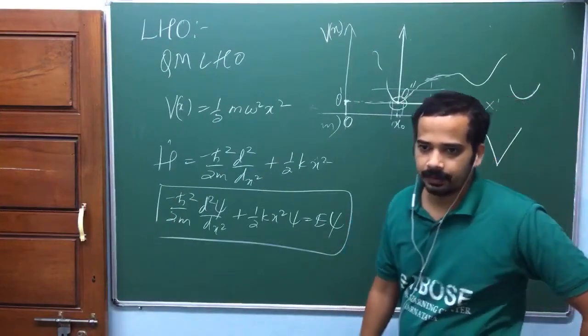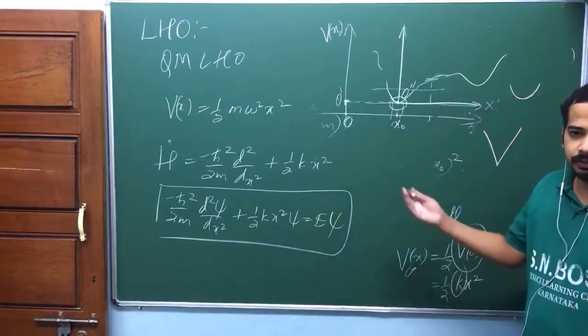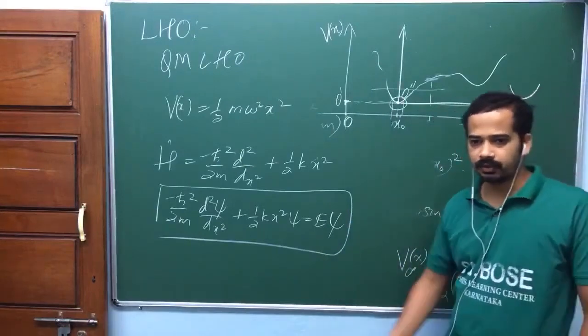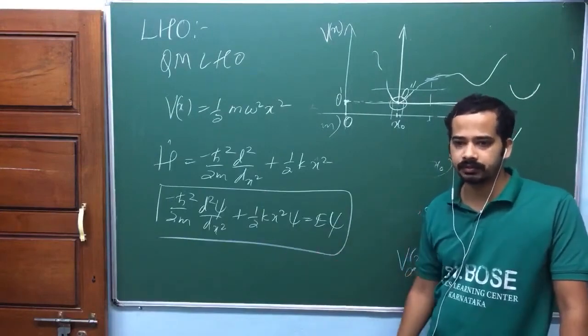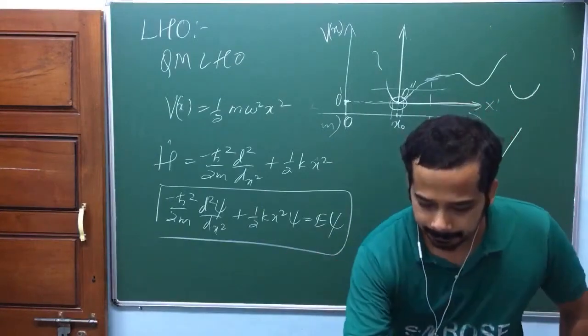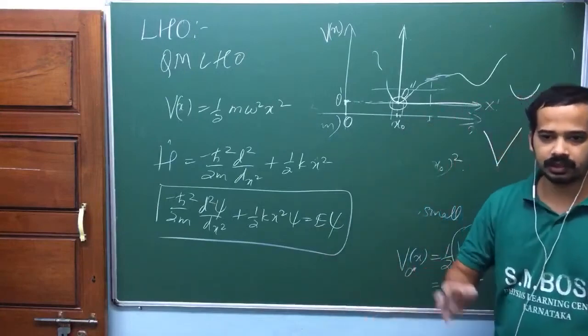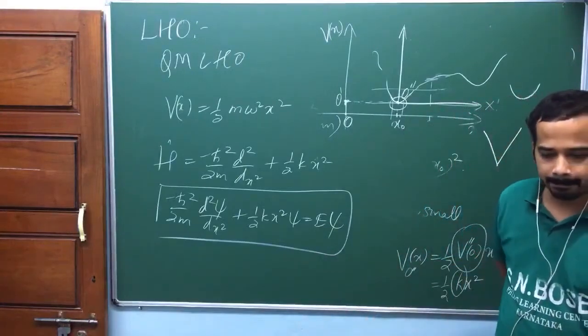When you take Taylor expansion about 0, it's called the Maclaurin series. Taylor expansion is more general. That's what I'm saying. Okay?